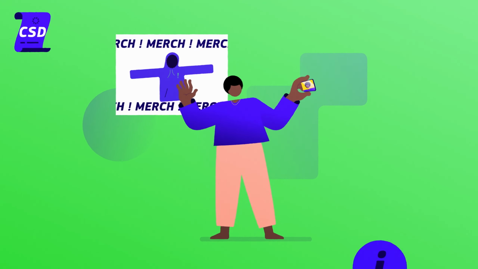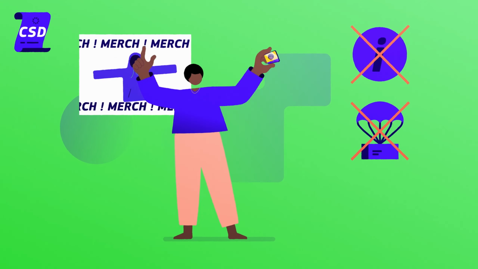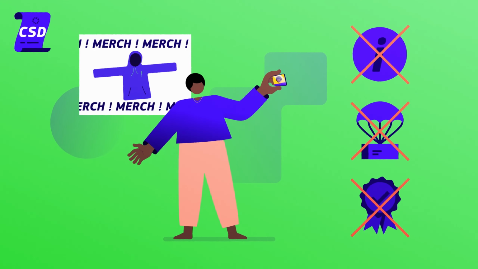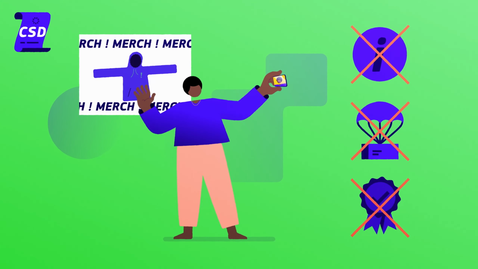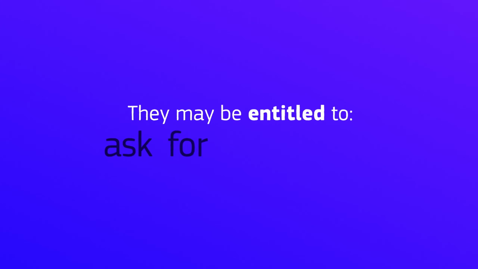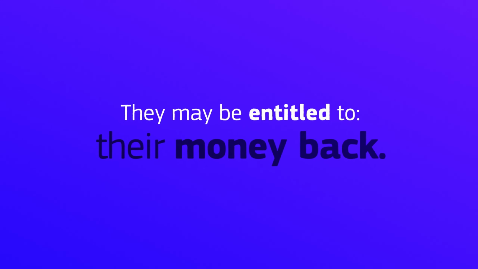Oftentimes, if you do not know a lot of details or have little control over the manufacturing process of the goods you offer, there may be problems with their quality. In these cases, if these products lack the qualities that you tell consumers about when they purchase them, they may be entitled to ask for new items, a reduction in the price, or for their money back.